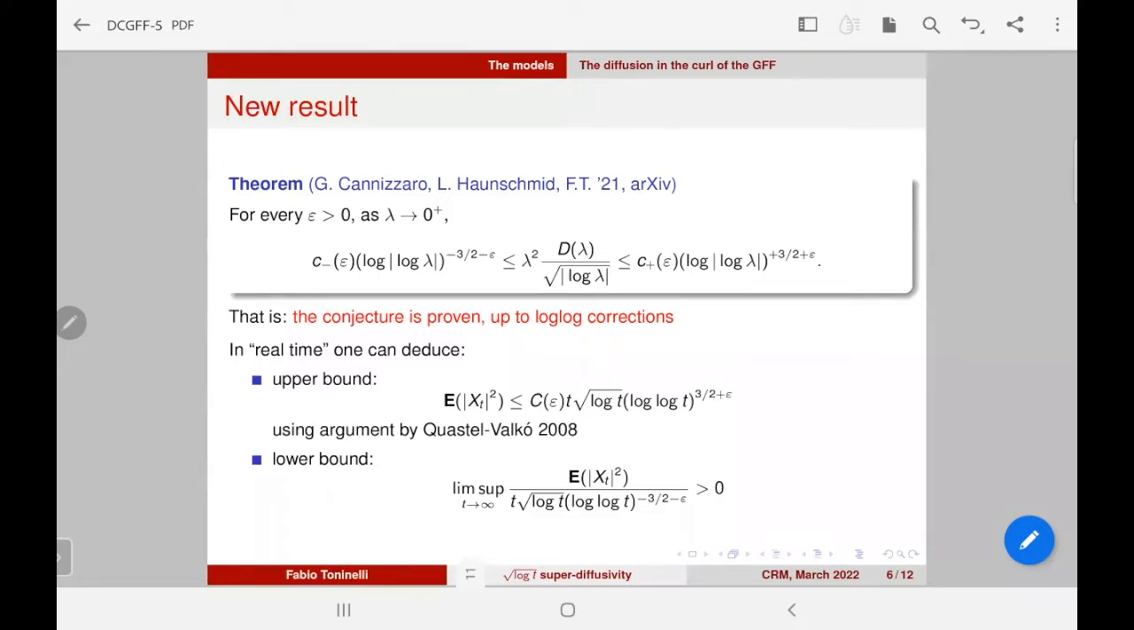As for lower bounds, in general you cannot obtain a pointwise in time result, but you can prove that in some weak sense, lower bounds also hold. For instance, you can prove that the limsup as t goes to infinity of the mean square displacement divided by t square root log t times this log is positive. If you allow for limsups, this tells me that the mean square displacement is of the order of t times square root log t times this correction. But the real work is to get the result in Laplace. Then the rest is quite standard.